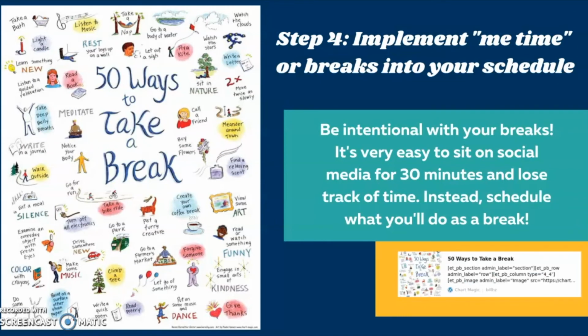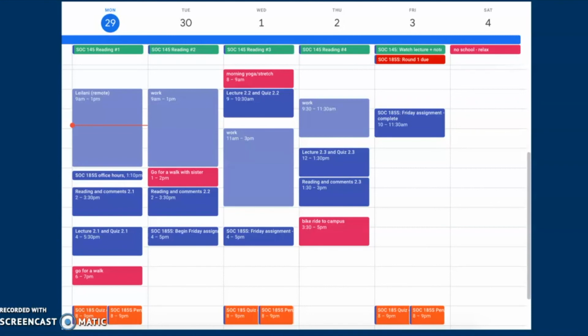Last but not least, make sure to implement me time or breaks into your schedule. A tip when scheduling or planning these breaks: be intentional. It's very easy to lose track of time and then you realize you've spent 30 minutes on social media when you really meant to read a book. Here's what 1 week of planning looks like for me. Now is a good time to go ahead and pause the video so you can insert breaks for yourself.